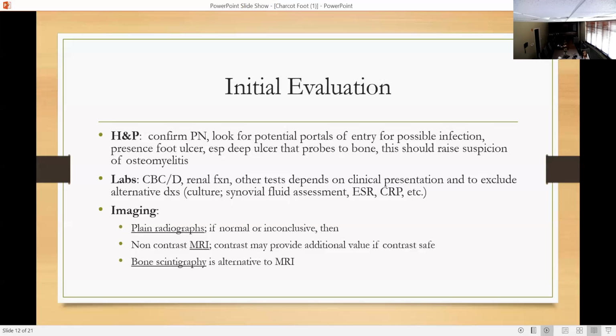Some of the imaging, you can just do plain radiographs. If this is normal or inconclusive and you're still concerned, then they recommend doing a non-contrast CT. You can do contrast. It might provide additional information, but as long as it's safe for the patient, depending on renal function and hardware and things like that. And then bone scan is also another alternative to MRI, but I think most people sort of start with the MRI. Next slide.